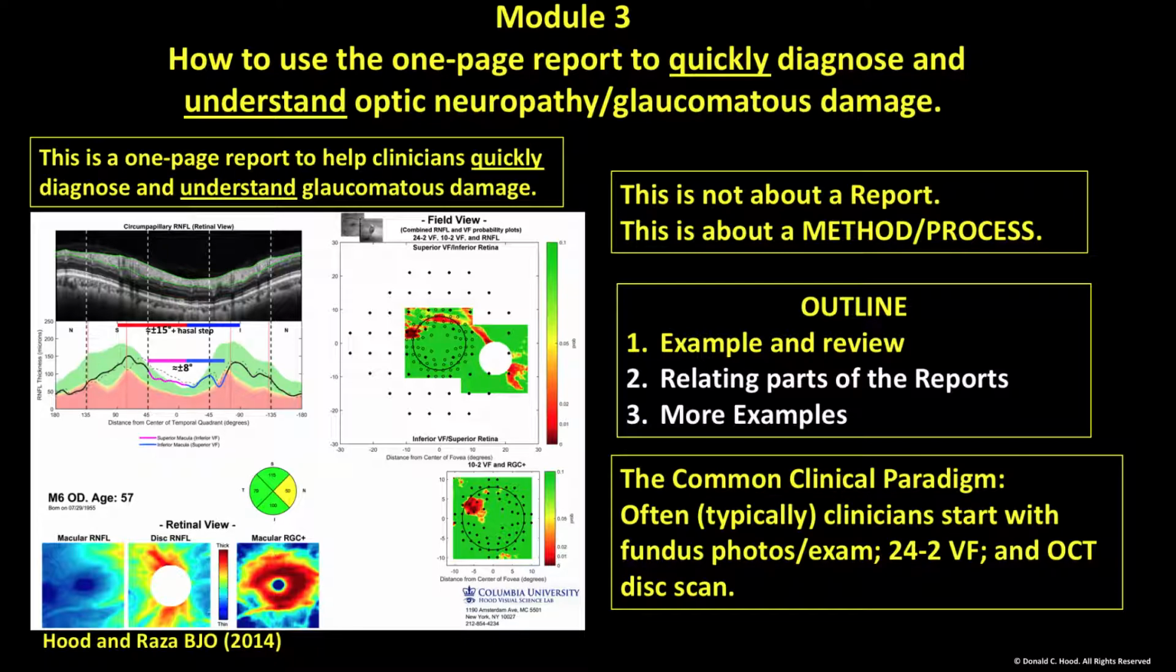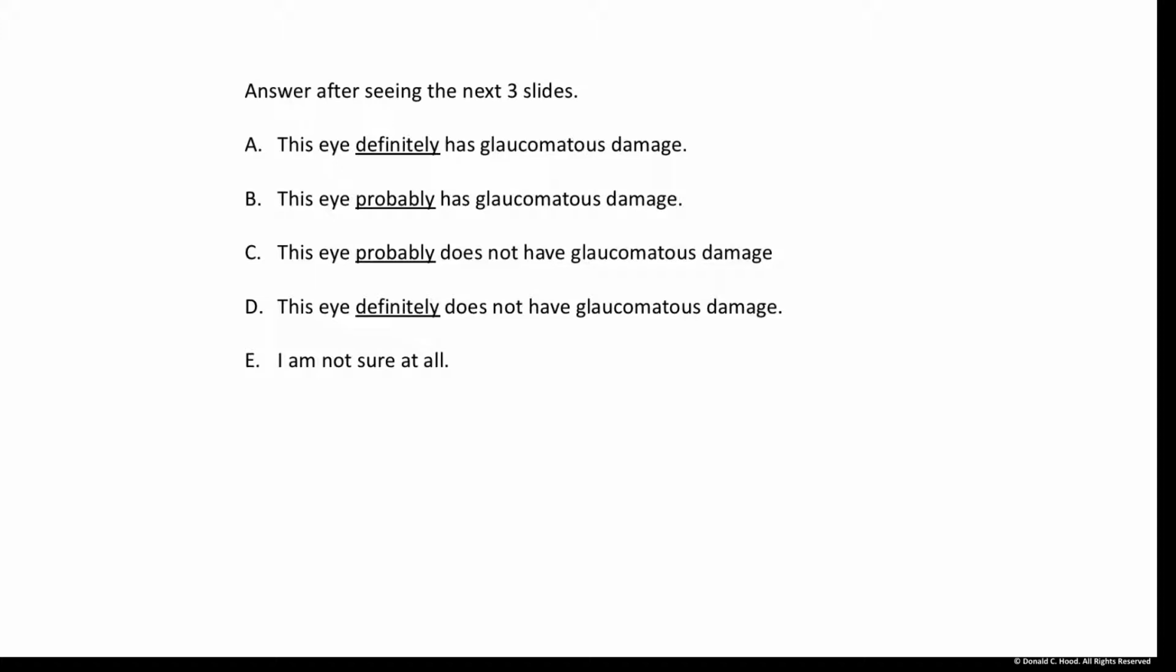I'm going to mention now, but we're going to go into this in considerable depth in one of the subsequent modules, the common clinical paradigm, that is the most commonly used set of exams that you'll find around the world. The clinician starts with a fundus photo and/or exam, does a 24-2 or 30-2 visual field, a visual field with a 6-degree grid, and an OCT disc scan. So let me show you 3 slides that summarize those results from a particular patient.